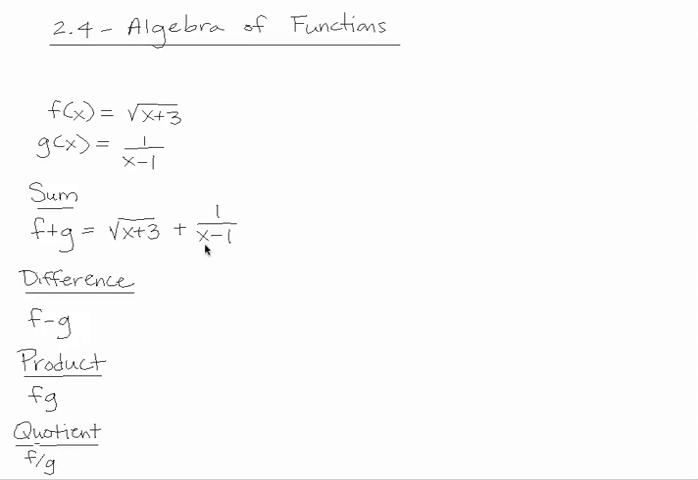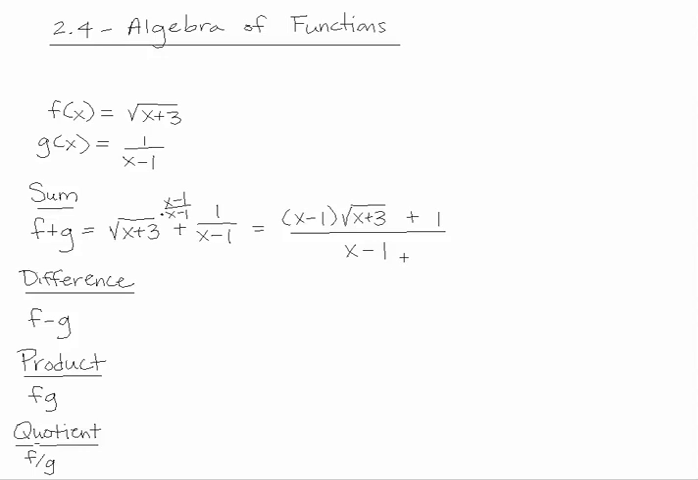The common denominator is x minus 1. So we can multiply this first, the square root of x plus 3 by x minus 1 over x minus 1. And this would create the new function x minus 1 times the square root of x plus 3 plus 1. That's our second function. And this is all over our common denominator, x minus 1.